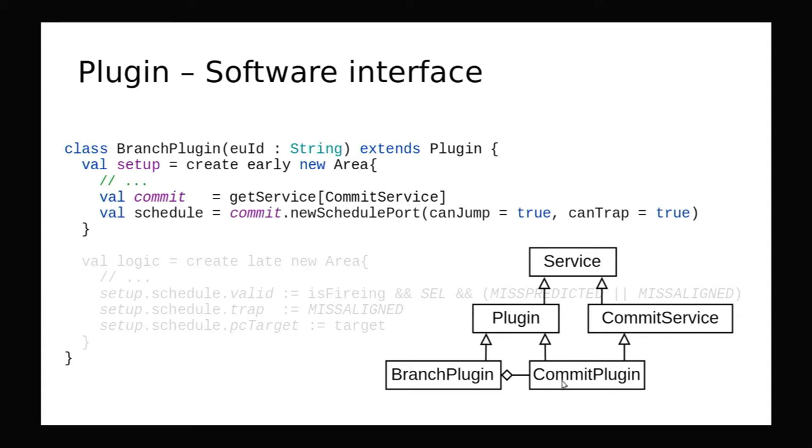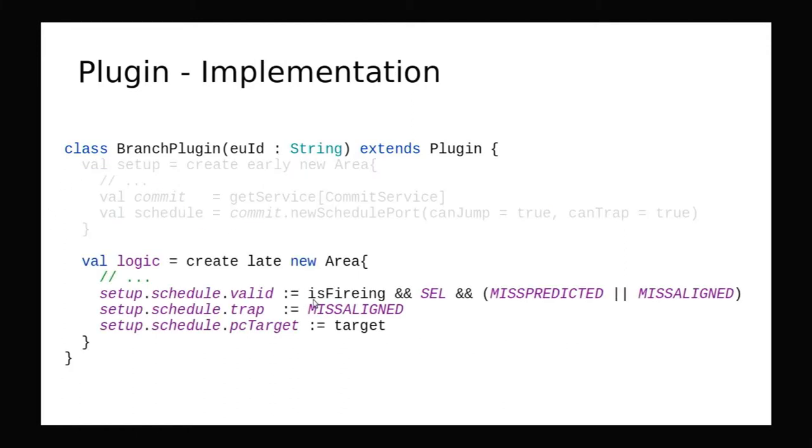And once we obtain a reference to this commit service, we can ask it via the new schedule port function to provide us a new hardware interface for our own usage to put the CPU back on track. And we ask the interface to be capable to jump and so on. So yeah, that's the negotiation phase, for instance. And then the logic phase, where we generate proper hardware to drive this interface, depending on the condition we detected, and we generate the netlist required to drive it.